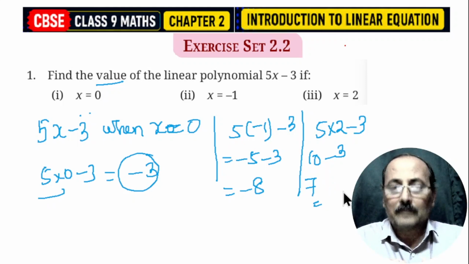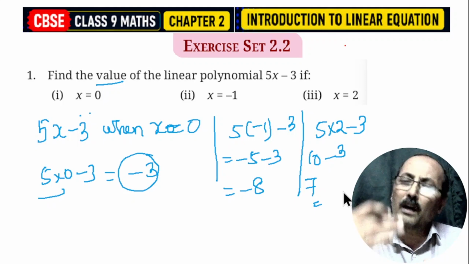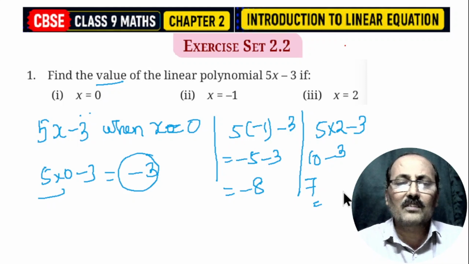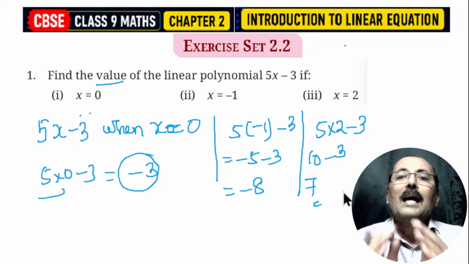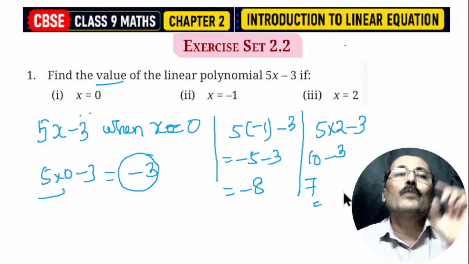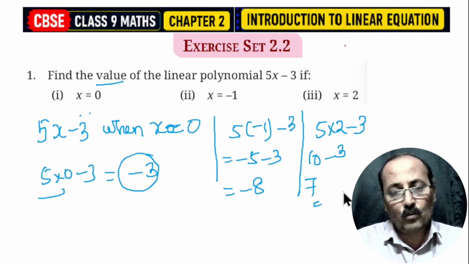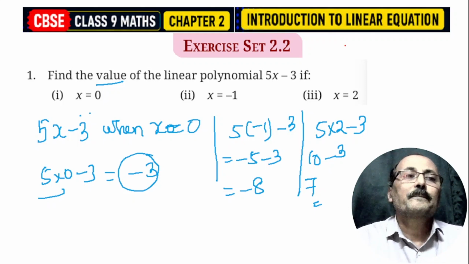One polynomial, just a linear polynomial, can become quadratic, cubic, all those things you are going to read. You will read different types in this chapter, but first they took one linear polynomial and asked us to find the value when x equals 0, when x equals 1 and when x equals 2. I hope you are clear, my dear students. Let us go to the next question.